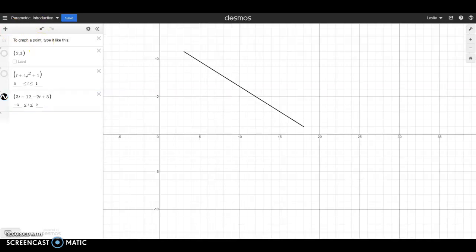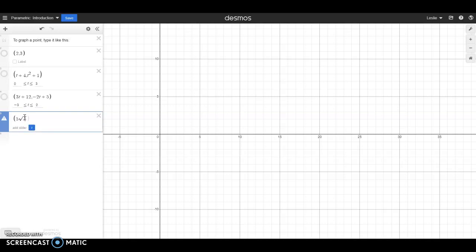Whatever the domain is for t that I want to work with or that I've been given to work with, I can just change it. Let's do another one. My third equation was x of t equals 5 times the square root of t. So I'll write 5 and then sqrt, and it gives me a square root symbol, and then the t.